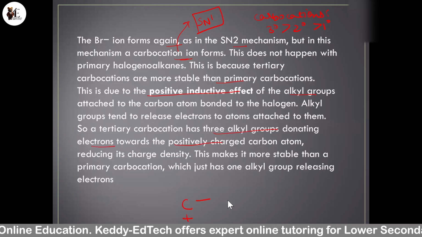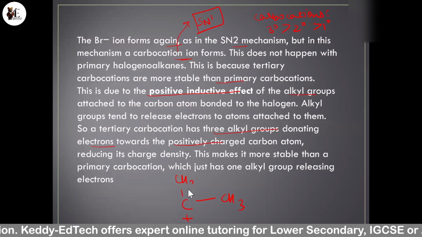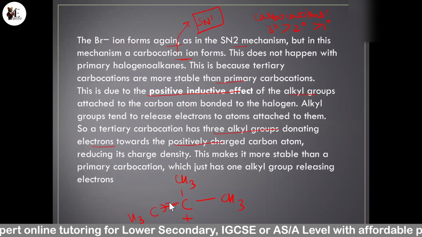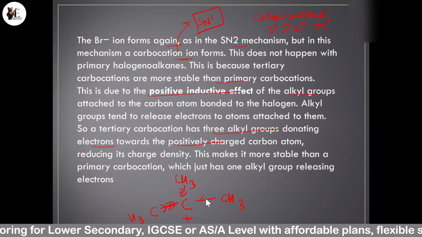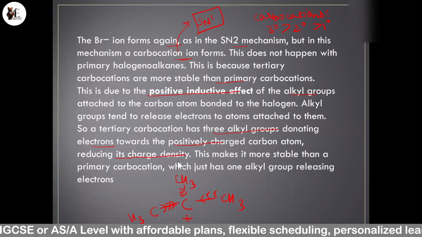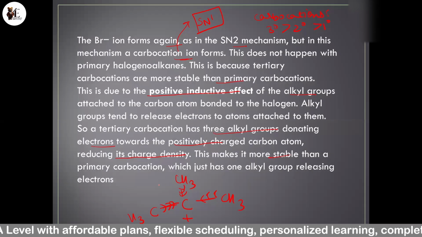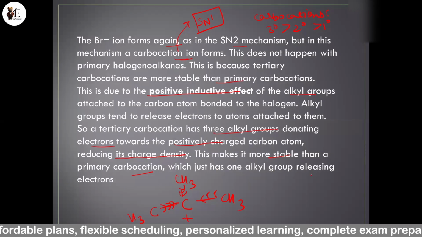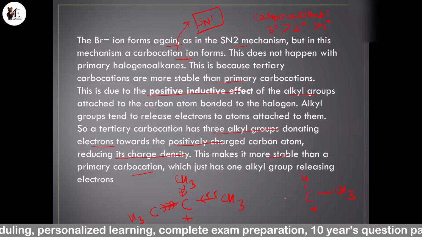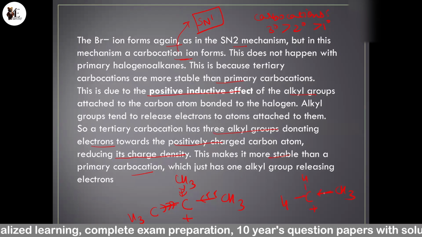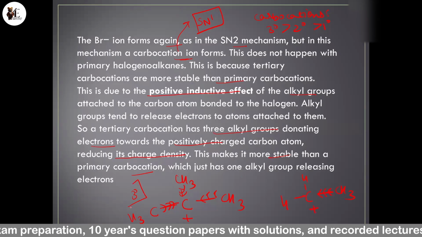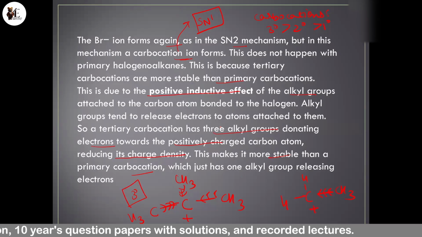So the same thing is there, which I already explained, that this is your tertiary carbocation. It has 3 alkyl groups. They are donating electrons to this carbocation, right? They are donating the electrons to this carbocation, reducing its charge density. This makes it more stable than a primary carbocation, which just has 1 alkyl group releasing electrons. If it is a primary carbocation, it has only 1 CH3 group, all others are H. Then electrons are coming from only 1 CH3 group. So that's why it is not as stable as a 3 degree carbocation. Okay, write it down.